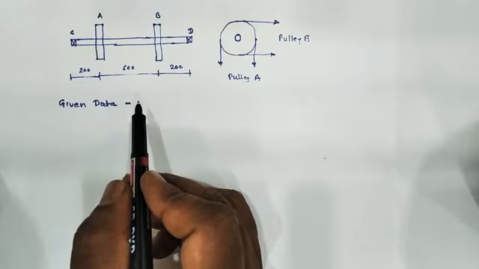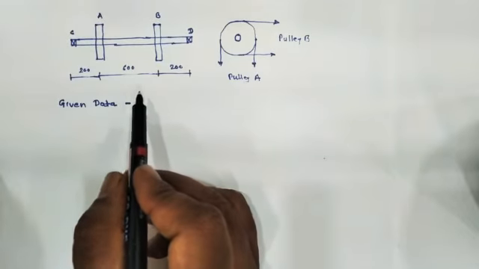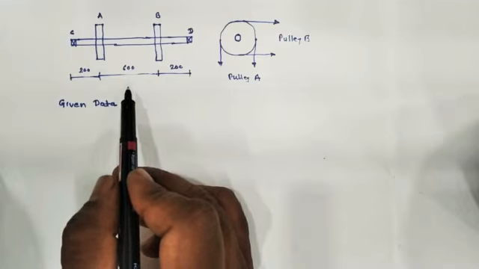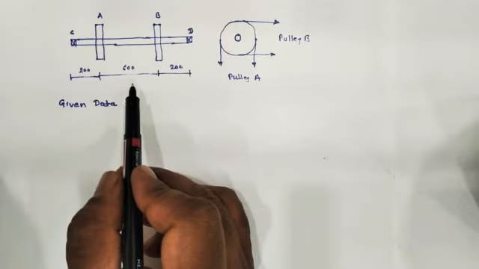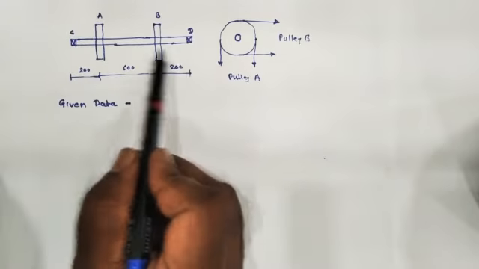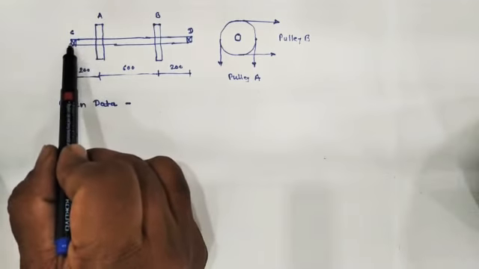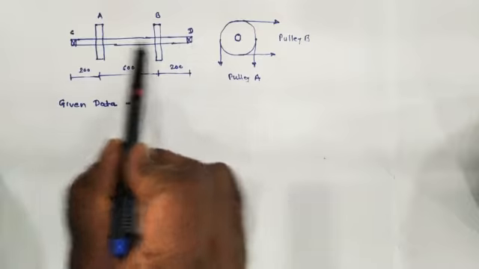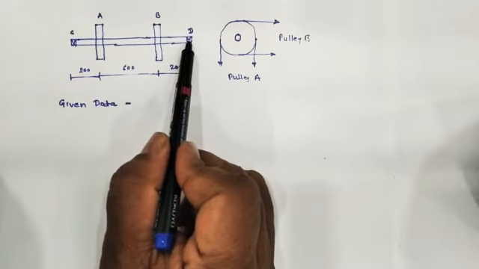Okay, let's start the new problem. So this is the layout for which we have to design the shaft. The figure shows a shaft which is supported between the two bearings C and D. These are the two bearings C and D.